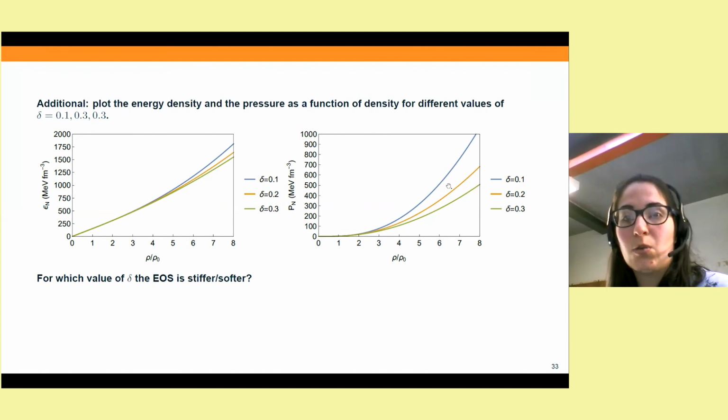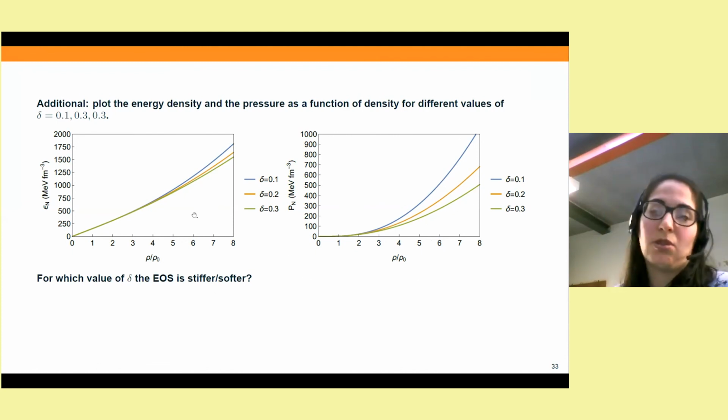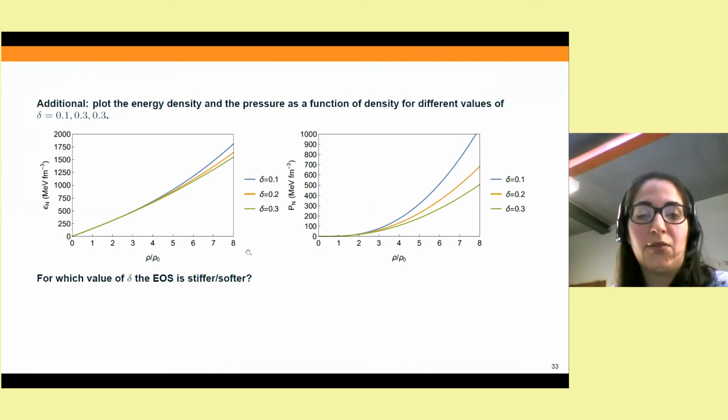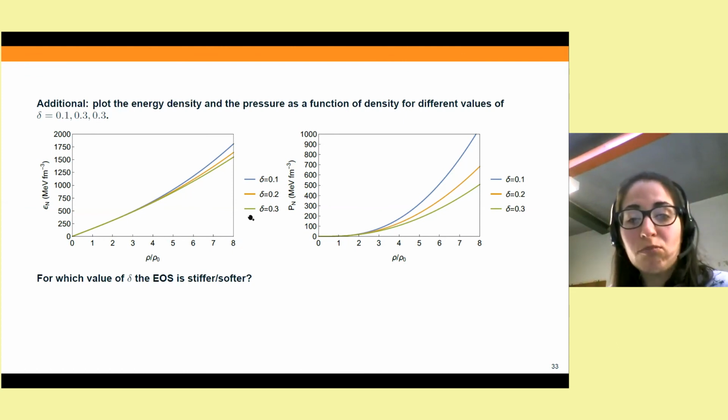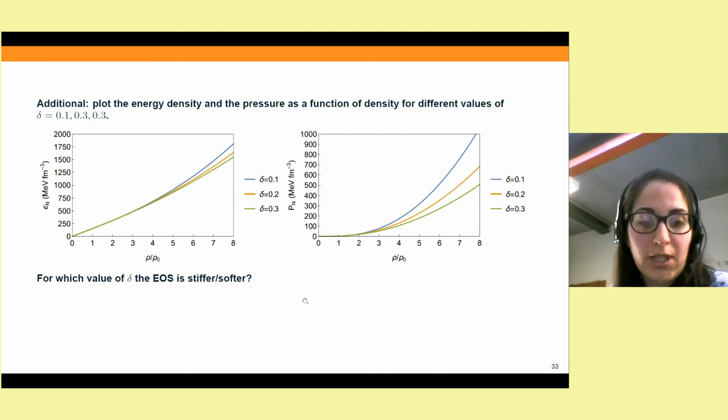So we saw with Laura yesterday that it was another kind of equation of state with different degrees of freedom. Here, what we are doing is just changing a parameter of the parameterization. But we saw yesterday that a softening can also happen when you include further degrees of freedom, such as hyperons, in your equation of state. And this was a problem. But let's go to the other question that I wanted to ask you.